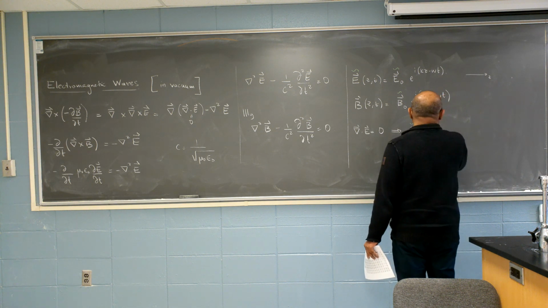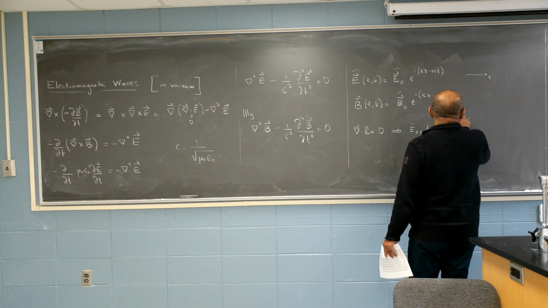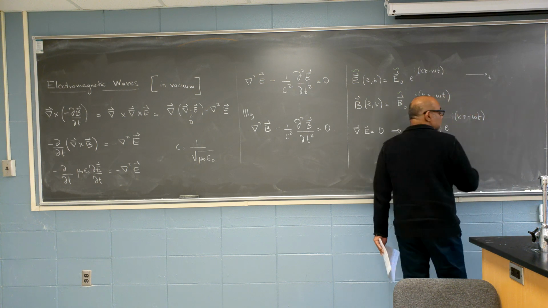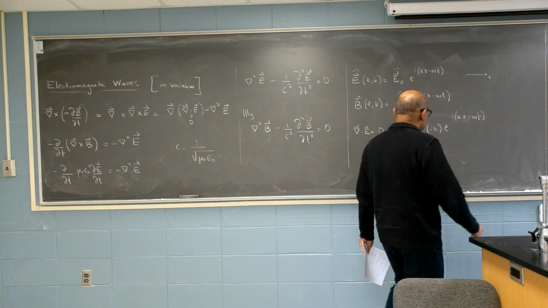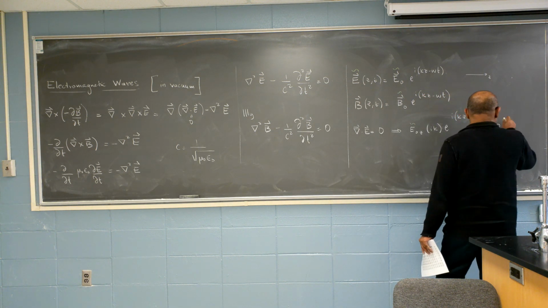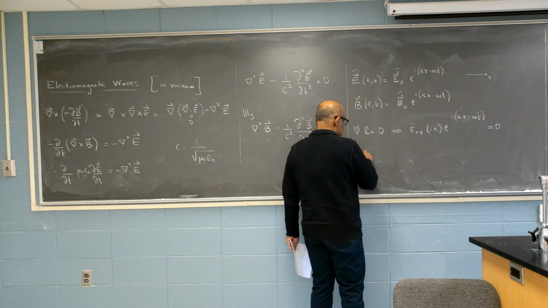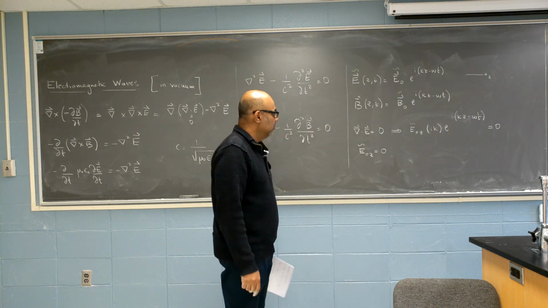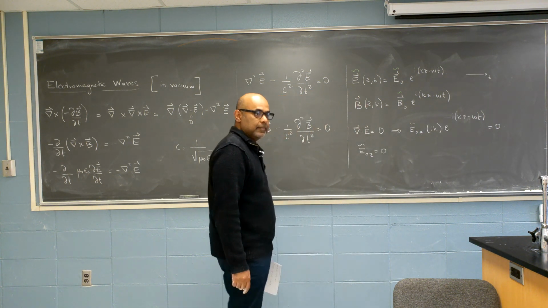times i k e to the i. This is why we write everything in terms of exponentials. If you're taking the derivative with respect to z, the i k just comes out. That is 0. That means E0z is equal to 0 because these guys are not 0. Yeah?